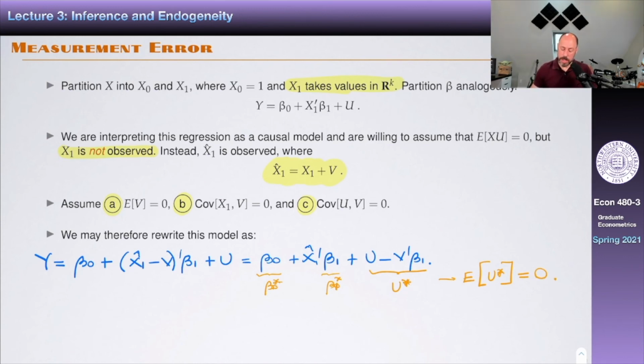Then if we look at our regression of y on the mismeasured x, we see here that the constant term doesn't change, the slope parameter doesn't change, but we definitely have a different error term. By running a regression of y on x hat 1, we don't have the same error term that we would if we were running a regression of y on x1. That would be great, because we have exogeneity there. But the problem is that we don't have that. So we need to run this regression instead.